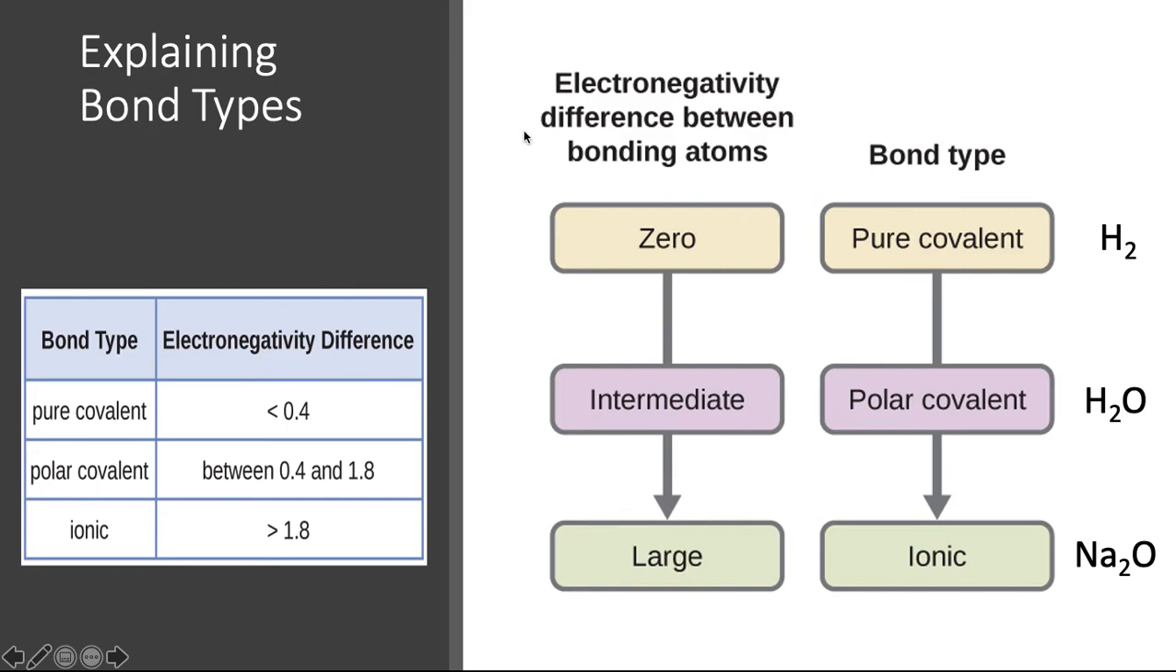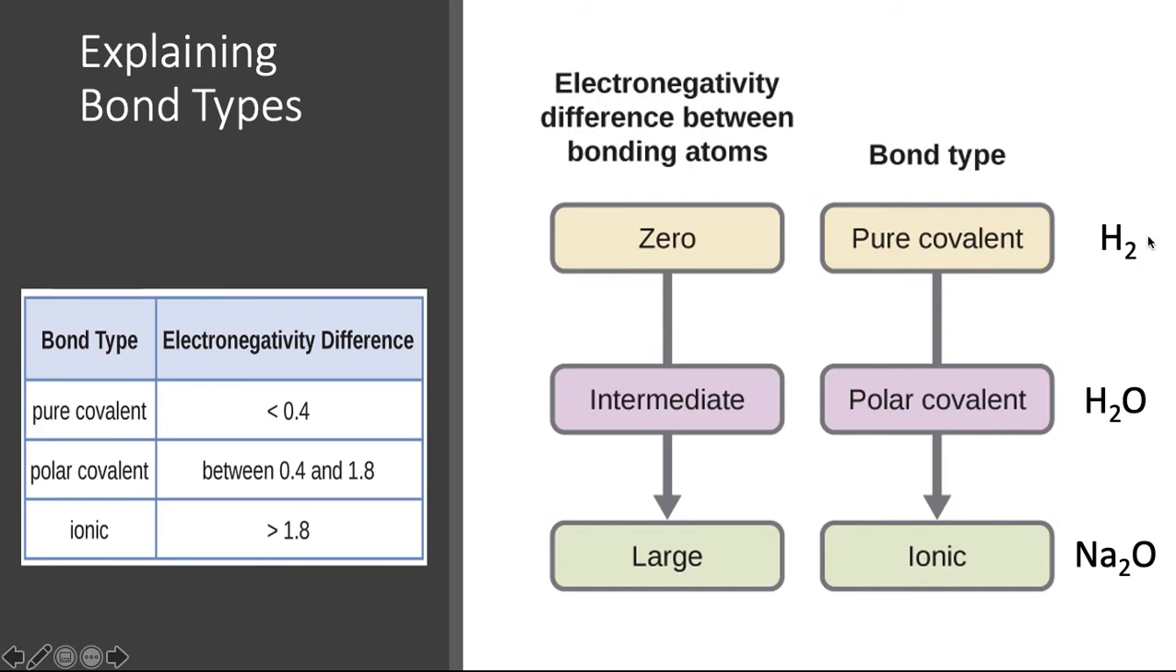If the electronegativity difference between the atoms that are bonded is very large, meaning larger than 1.8, then what we get is an ionic bond. As you can see, this is a continuum, a spectrum. We start from pure covalent, and as we change the electronegativity of the elements, we move from covalent to polar covalent, where we have a partial separation of charge, and then all the way to the ionic bond, which is a complete separation of charge.